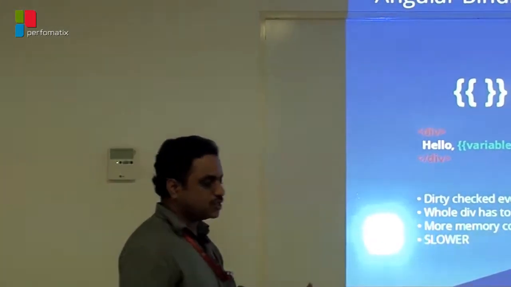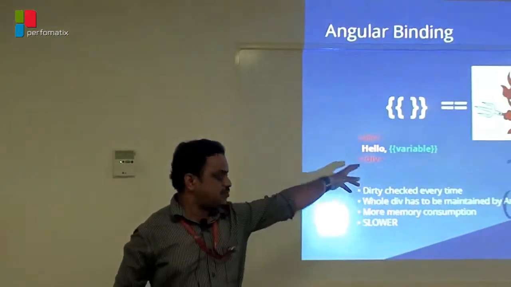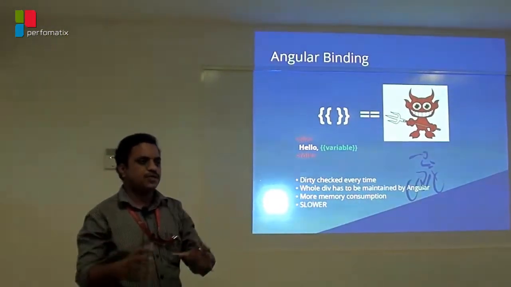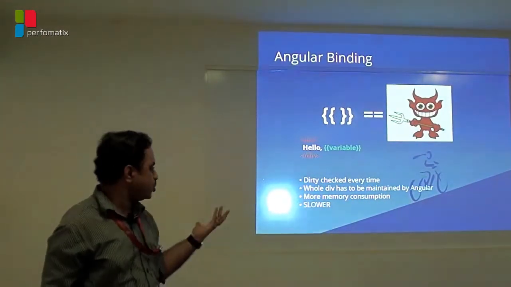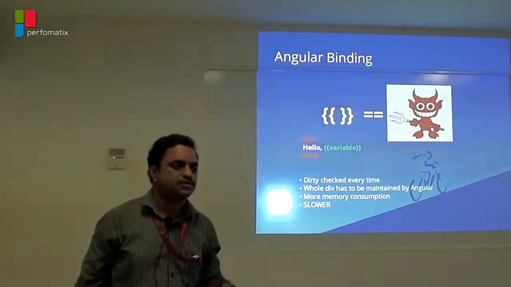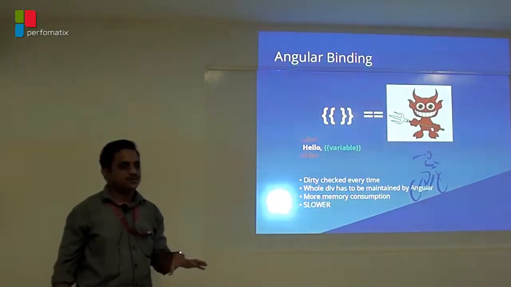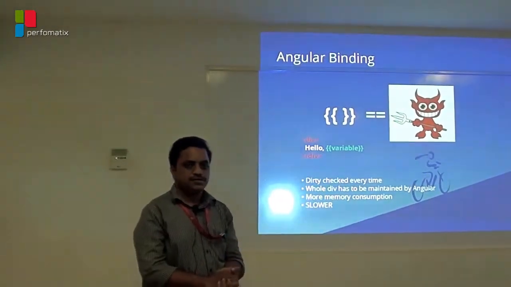And do understand that this whole div has to be maintained by Angular, not just the variable. So it keeps on checking whether this div has changed. It keeps it in memory, and each time it changes, it has to refresh the whole thing. Obviously, more memory consumption, and hence it's slower. And I promise, in whatever Angular projects we have taken up so far, this will be the case.